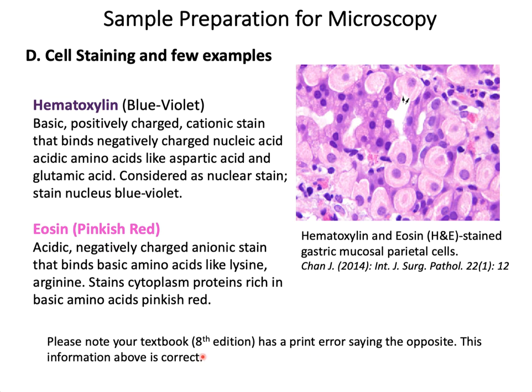Please note that the 8th edition of your textbook has a print error saying exactly the opposite. This information is correct. Hematoxylin is a basic stain, eosin is an acidic stain, but this information is just reversed in your textbook, so just be careful. This is the correct information.